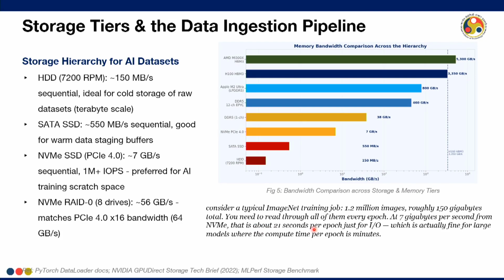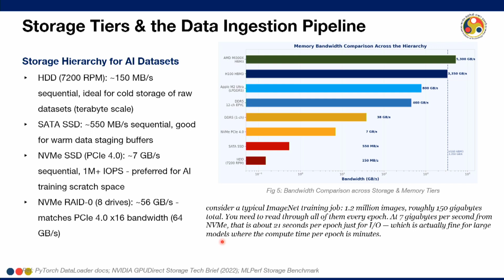Compute is separate. If you are doing your compute in minutes, 21 seconds is fine for your IO, which is fine for large models where your compute time per epoch is in minutes. But imagine you have multiple GPUs trying to get data from this NVMe SSD mounted on PCIe 4 at 7 GBps. Will you be able to give data to all the GPUs? Let's say 8 GPUs are accessing the same memory, may not. So these are the different parameters that we need to keep in mind.